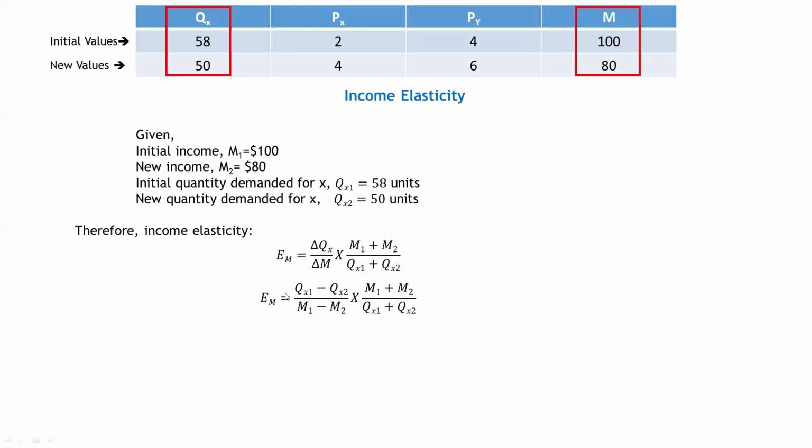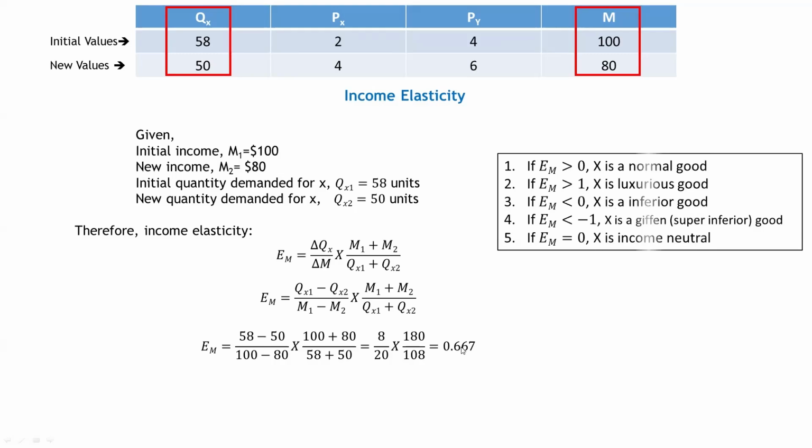As we put initial quantity demanded for X QX1 first, we put initial income of the consumer M1 first. Now setting the values of income and quantities in the formula, we get EM equals 58 minus 50 divided by 100 minus 80 multiplied by 100 plus 80 divided by 58 plus 50. After performing necessary calculation, we get income elasticity equals 0.667. Now we are in position to make comment.